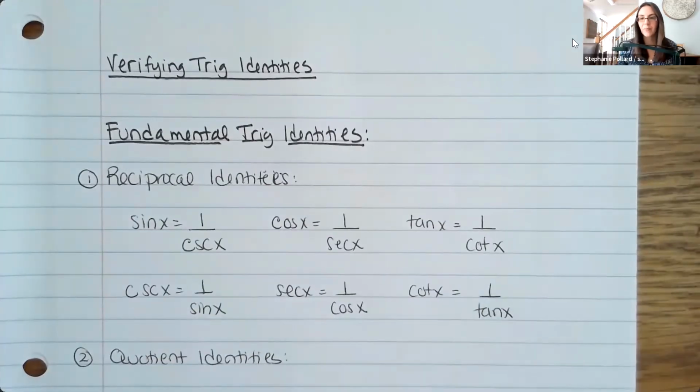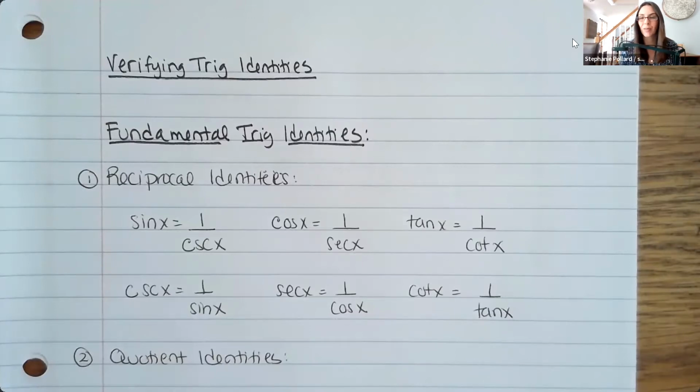Welcome back, everybody. In this next set of videos, we're going to do something called verifying trig identities. What we're going to do is take identities that we already know, that we're already familiar with, and use them to verify new trig identities. And the way we do it is really by a lot of substitution and making changes.